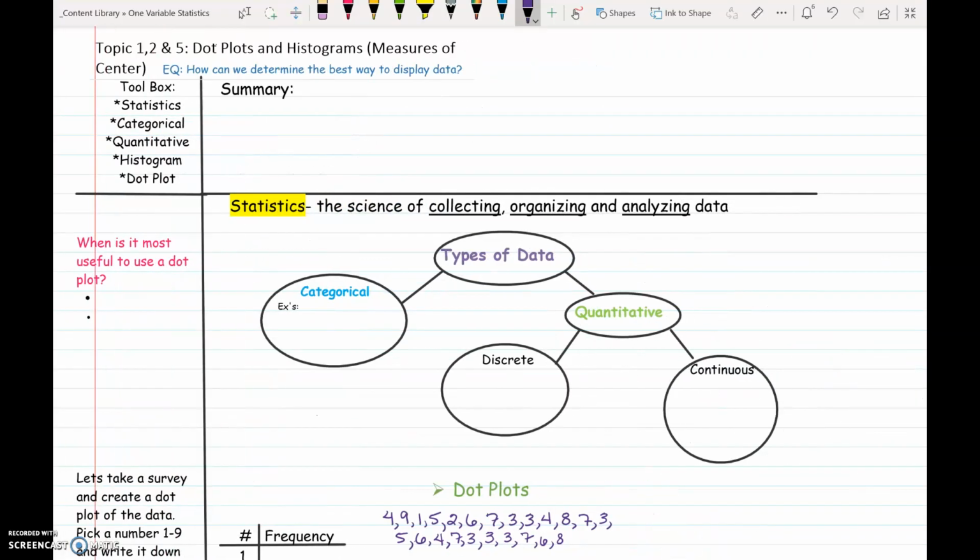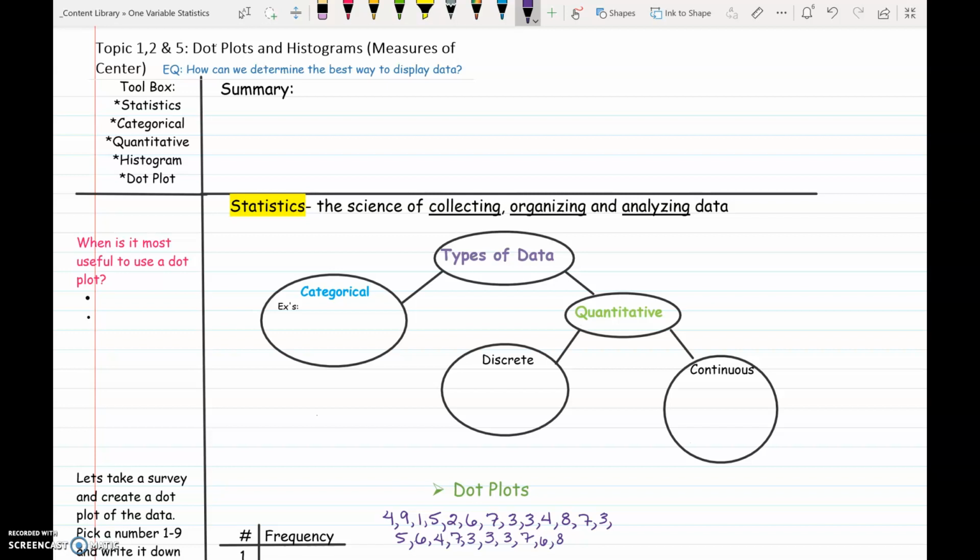Hi guys. So today we're going to start our unit on one variable statistics. Okay, so when we're talking about statistics, stats is a science. It's a science of collecting, organizing, and analyzing data. So when we talk about that, we have two main types of data, categorical data and quantitative data.